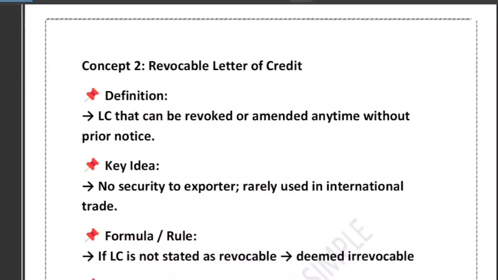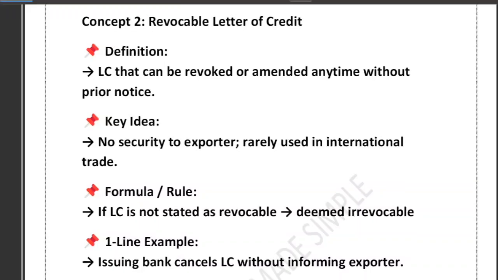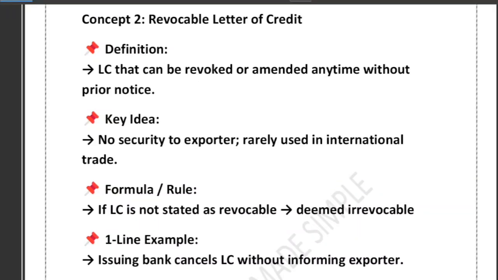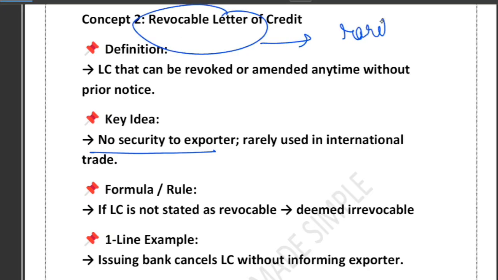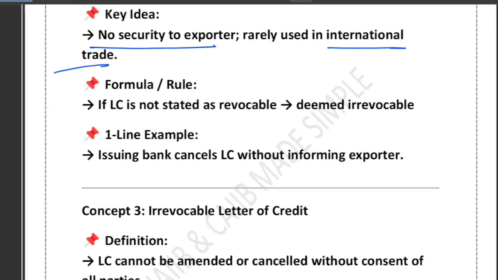What is a revocable letter of credit? It means it can be cancelled or amended anytime, with no prior notice required to the exporter. That means the exporter has no safety at all. That's why revocable letters of credit are rarely used, and mostly not accepted in international trade. The important exam rule is that if an LC is not stated as revocable, it is treated as irrevocable.